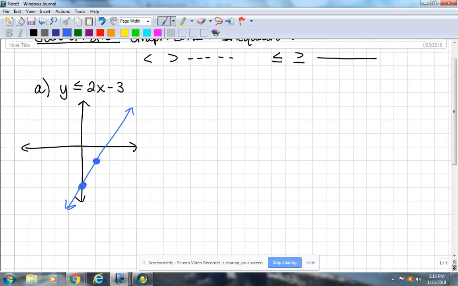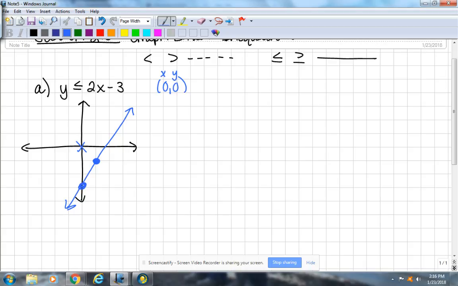So what we're going to do is pick a test point. Arithmetically speaking, the easiest numbers to use are 0. So we're going to let 0, 0 be our test point. And you can use 0, 0 for a test point as long as that point is not on your boundary line. If that point's on our boundary line, we've got to pick something else like 1, 1 or 0, 1 or 1, 0.